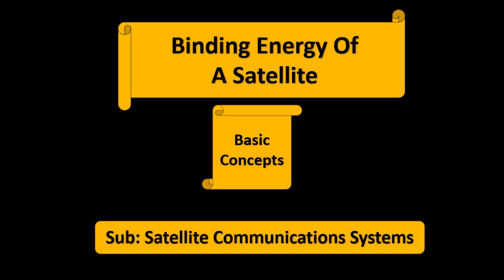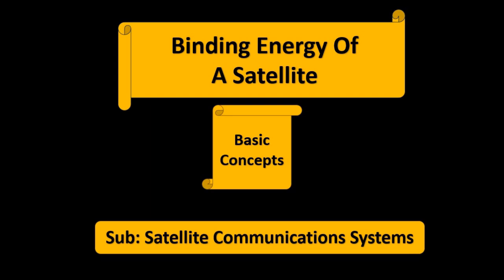So we'll continue our discussion related to important parameters of a satellite moving around Earth. Previously we discussed the total energy of a satellite. In this video we are going to discuss another important parameter, which is the binding energy of a satellite. Again, it is related to the previous concepts that we have covered so far.